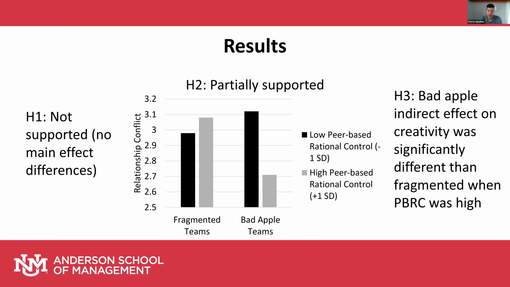This in turn affected team creative performance. The indirect effect of bad apple configurations on team creative performance via conflict was positive and significantly different than the indirect effect of fragmented configurations when peer-based rational control was high.